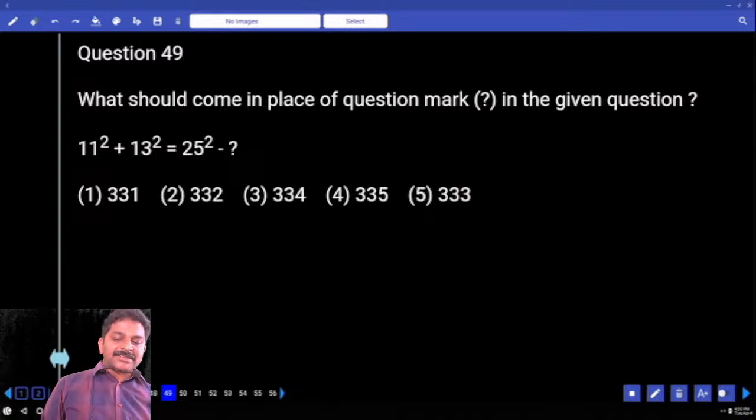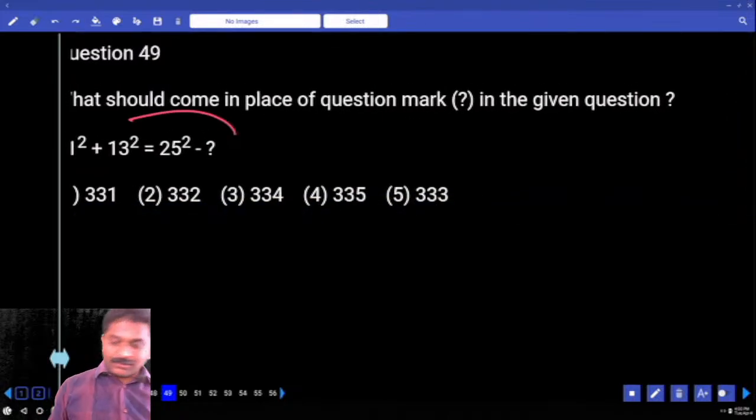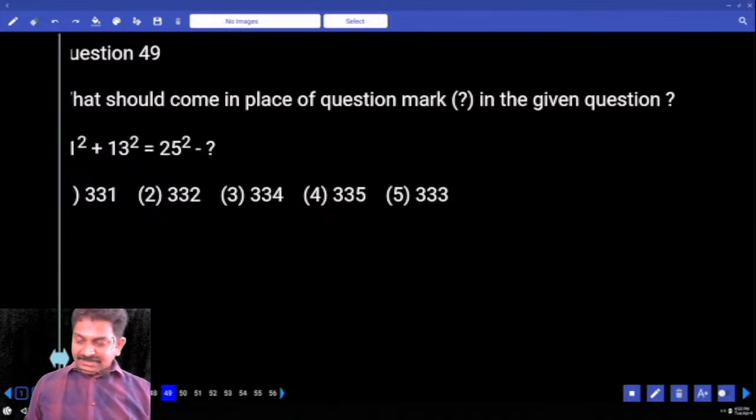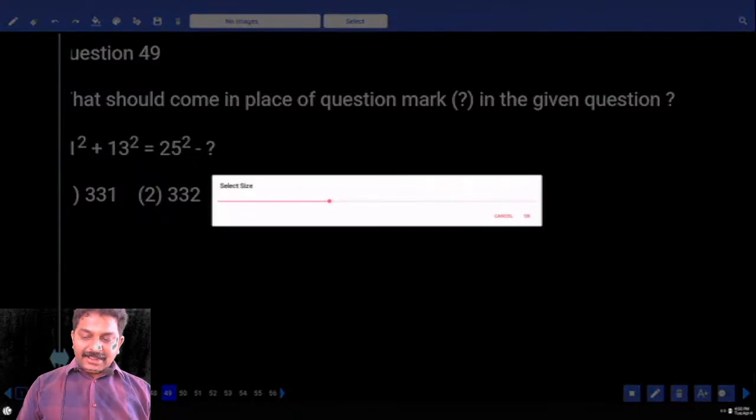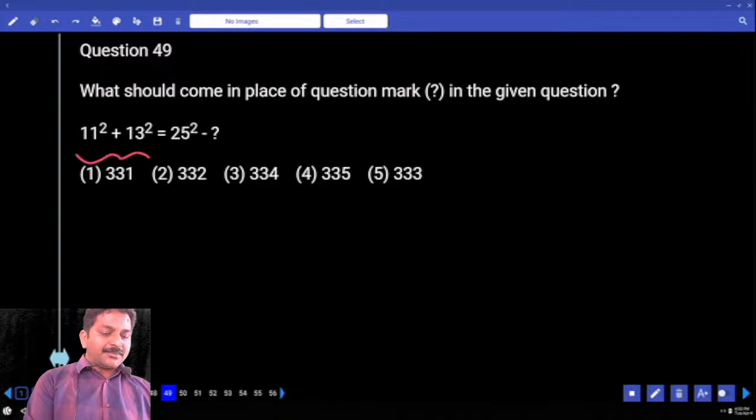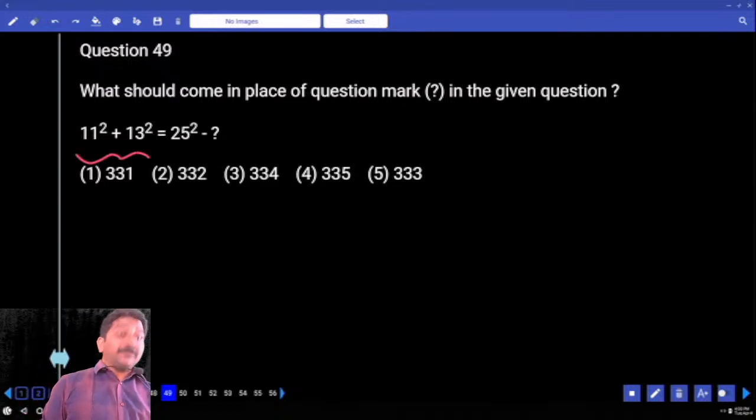Can we verify last digit verification? Yes, because options are ending with different numbers. Minus x goes to left hand side. Left hand side numbers come to right hand side, correct? And these two, when they come to right hand side, they become minus.